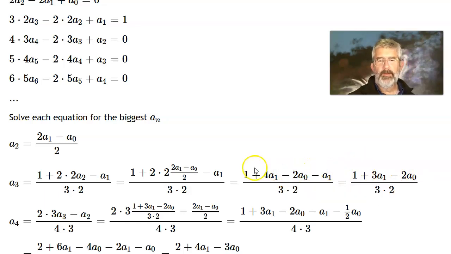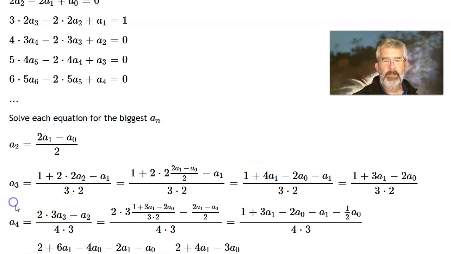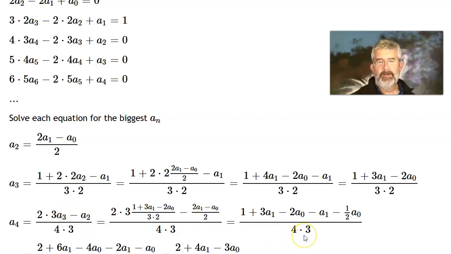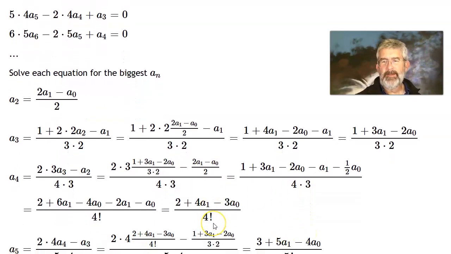And then using that information, A4 is going to be, solving this one, move that over, divide by 4, divide by 3. So we get this, but we know A3 and we know A2, so plugging both of those in and simplifying, we get down to this thing, that 2 plus 4A1 minus 3A0 is 4 factorial. Likewise, I'm solving the next one for A5 and then the next one for A6.